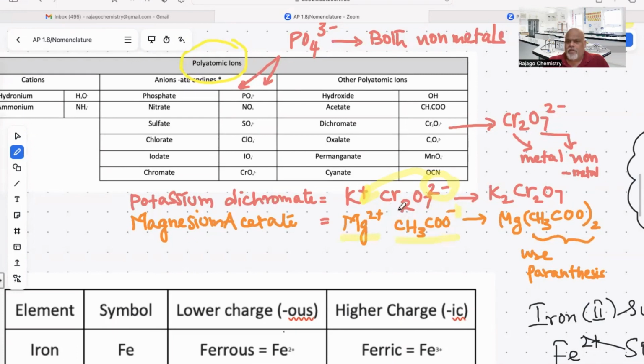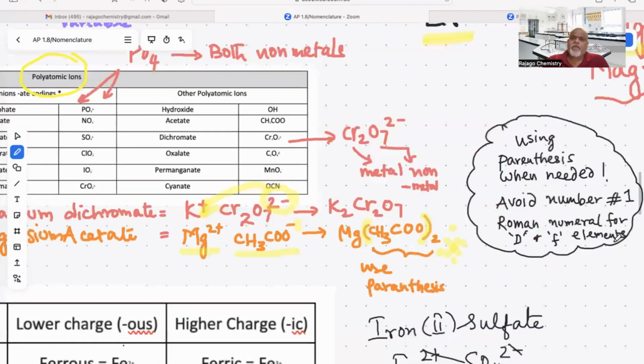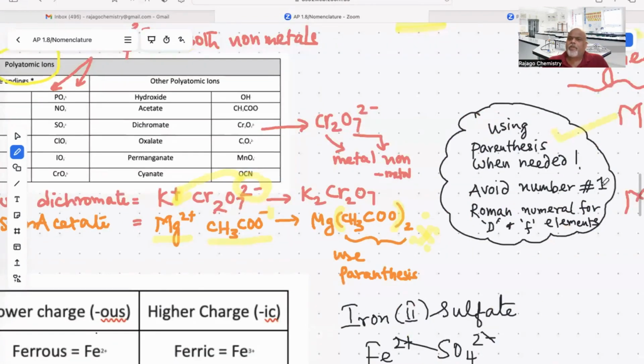But when the 2 comes here, this is coming for the entire thing. So then I have to write a parenthesis and then you have to write a 2. This is very, very important. Okay, you cannot skip parenthesis anywhere. So using parenthesis is very, very important. Okay, you can always avoid number 1.